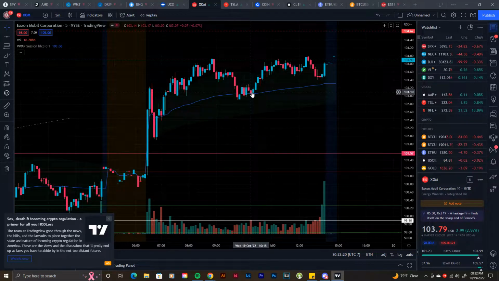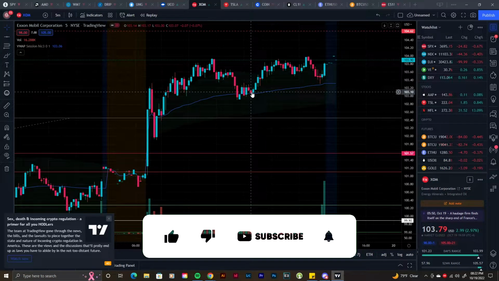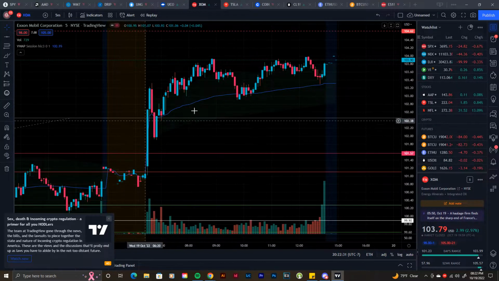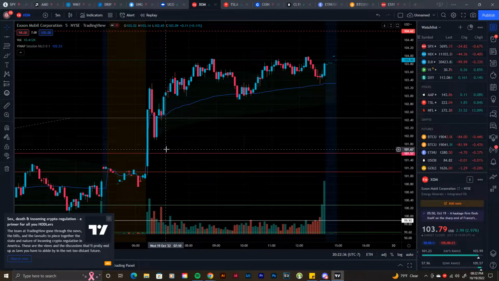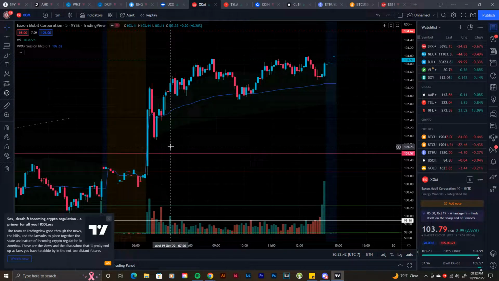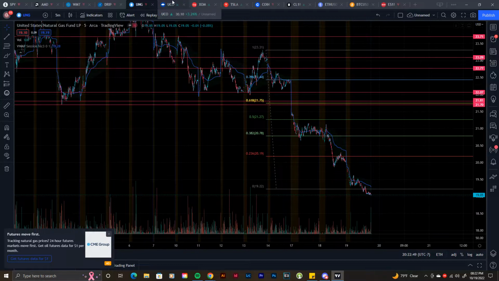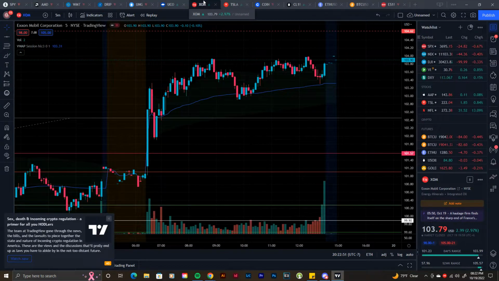Today we're going to be talking mainly about the 0.5 and 0.618 fibs and how they play a major role in how markets bounce, or continue to the upside or to the downside. I'm going to show you guys a few scenarios, mainly one here on Exxon today, but I think there's another one on DRIP. So let's get into it.